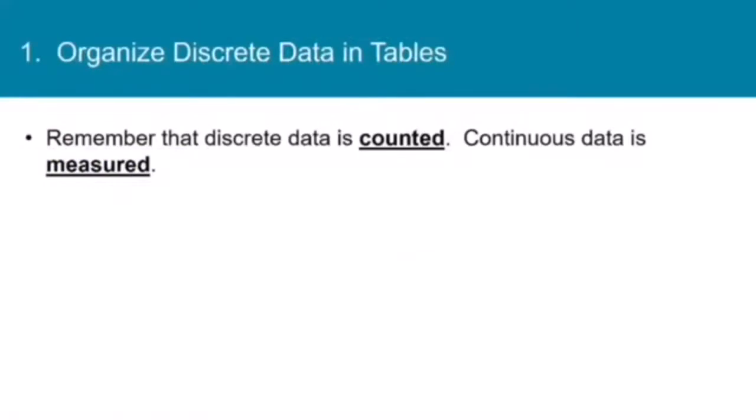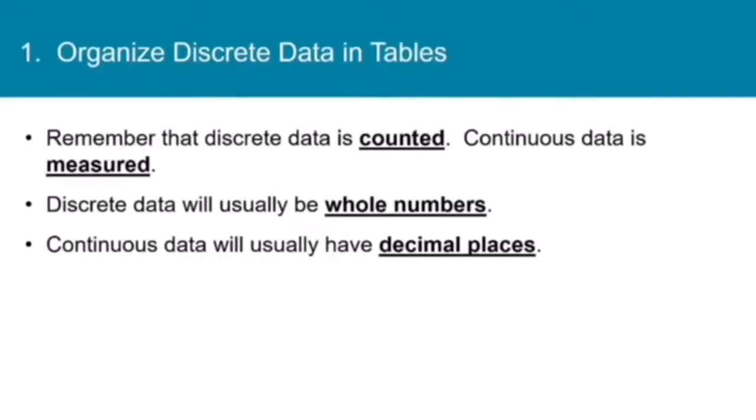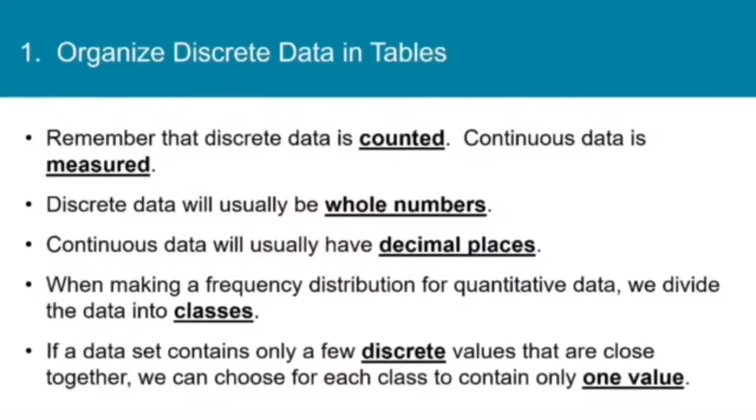Now, first of all, remember that discrete data is counted and continuous data is measured. And usually discrete data will be whole numbers. Continuous data will usually have decimal places, although it doesn't have to, but it usually will. Now, when we make a frequency distribution for quantitative data, it's very similar to the process we had for qualitative data, but instead of having categories, we will divide the data into classes. If a data set contains only a few discrete values that are close together, we can choose for each class to contain only one value. And that's what we'll look at in this first example.